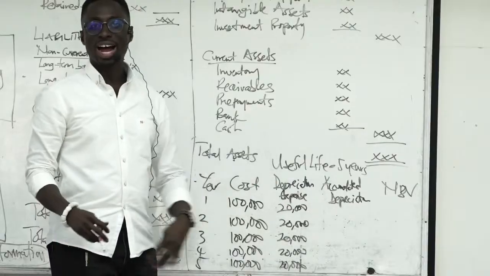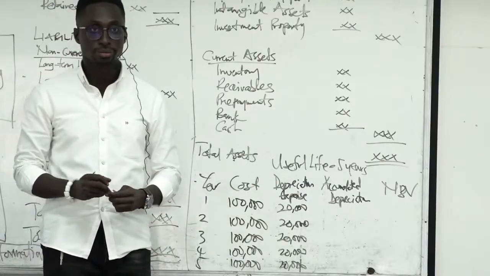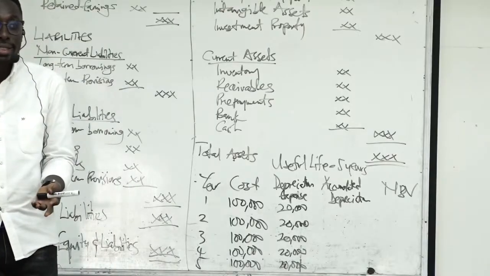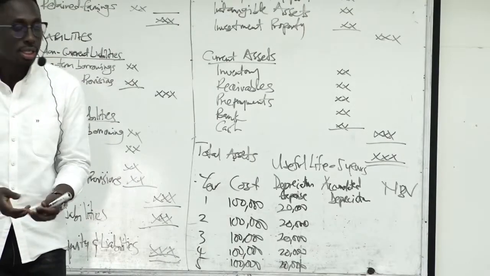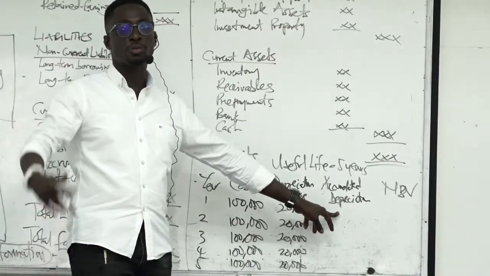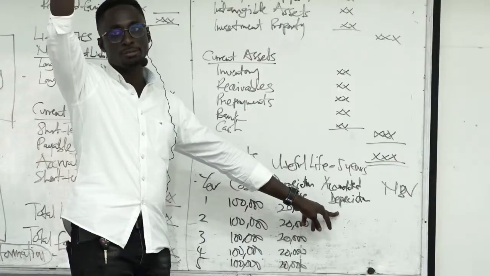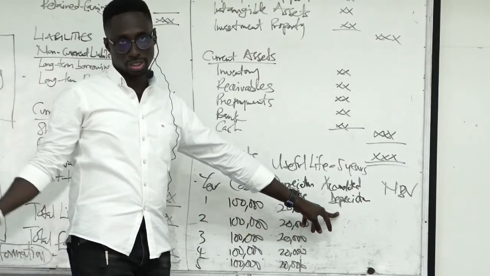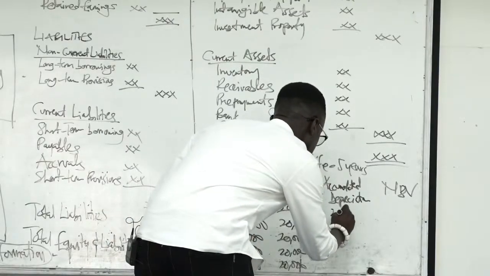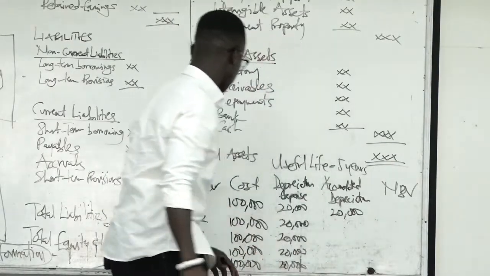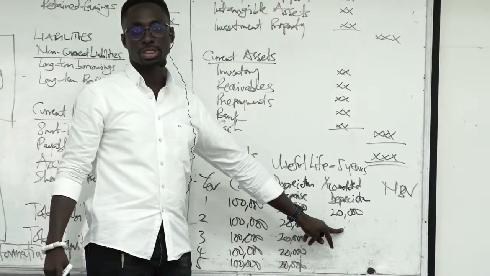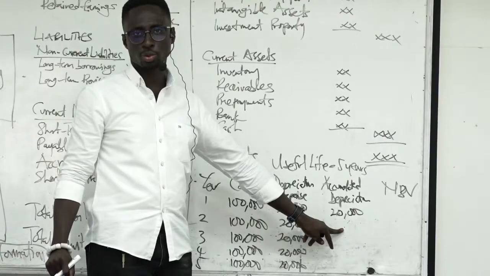Then we have what we call accumulated depreciation. It is accumulated depreciation because we accumulate it at every point. So at the end of the first year, what will be the depreciation expense which would have been accumulated? 20,000, because it's just the first year. It's only one, right? At the end of the second year, what will be the accumulated depreciation? 40,000. Do we understand why it is so?